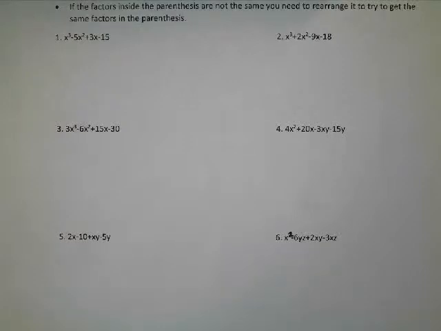And then if the factors inside the parentheses are not the same, then you need to rearrange it so that when you do factor it, you get the same one in the parentheses. And we will have some of those that we'll have to do that with. But for this first one here, we don't. So I'm just going to factor these groups. Usually, again, it's the first two and the last two.